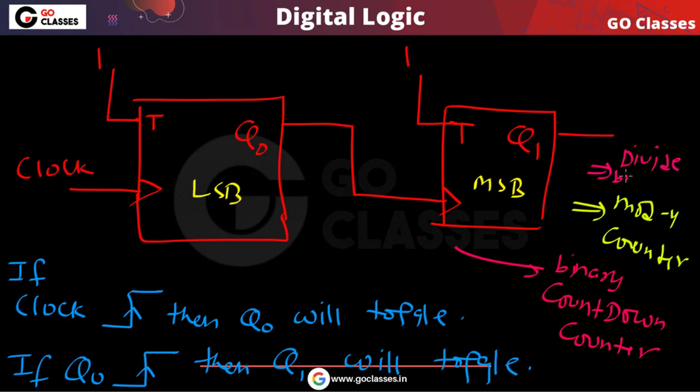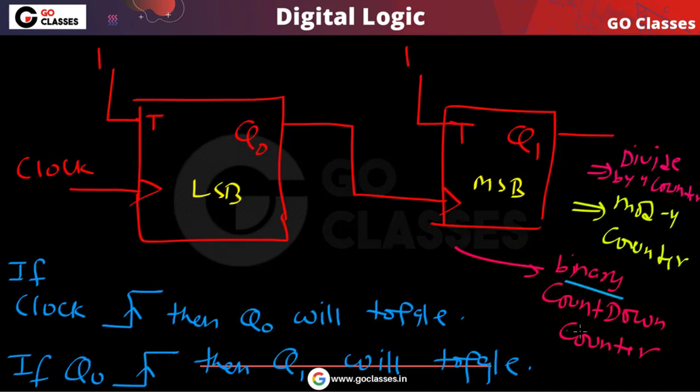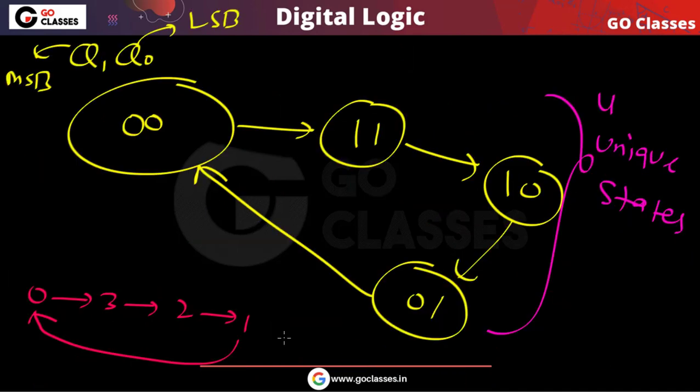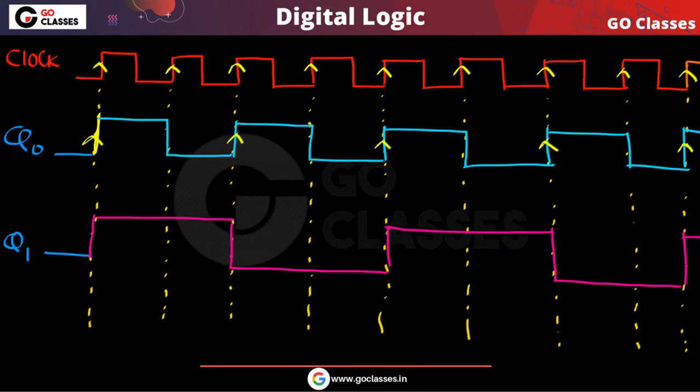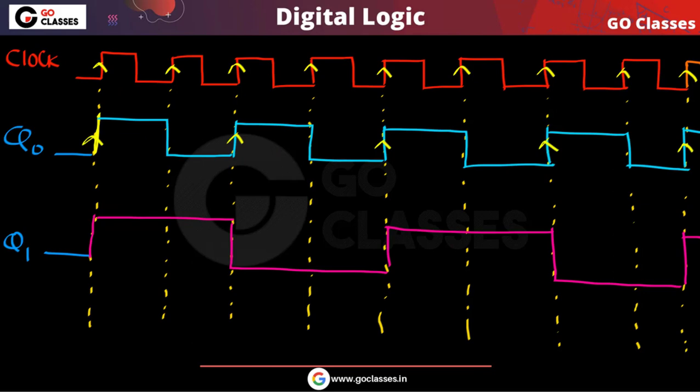So this is a divide by 4 counter. Another name is mode 4 counter. Another name is binary countdown counter, because this is counting in the reverse direction: you are going from 3 to 2, 2 to 1, 1 to 0. We can also say this is a mode 4, modulo 4 counter, because the counter is going through four unique states, and a divide by 4 counter. So these are different properties of this counter.